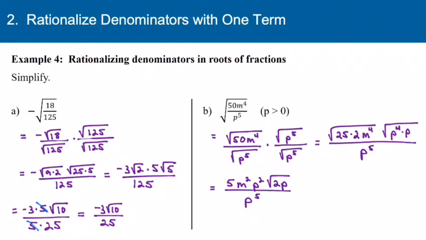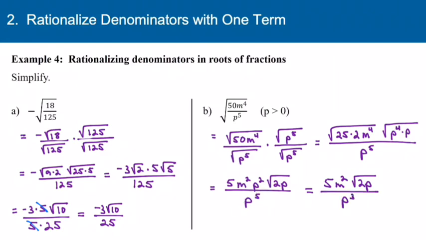So the only thing we can reduce here is these p's. So think of it this way. We have 5 p factors in the denominator and 2 p factors in the top. So these 2 p factors will cancel 2 of the p's from here, and that's going to leave us p to the third in the denominator. So now we have 5m to the second times the square root of 2p over p to the third.